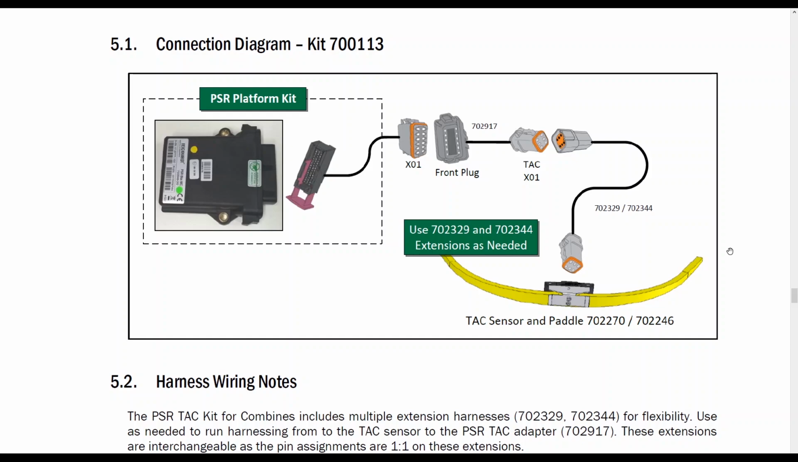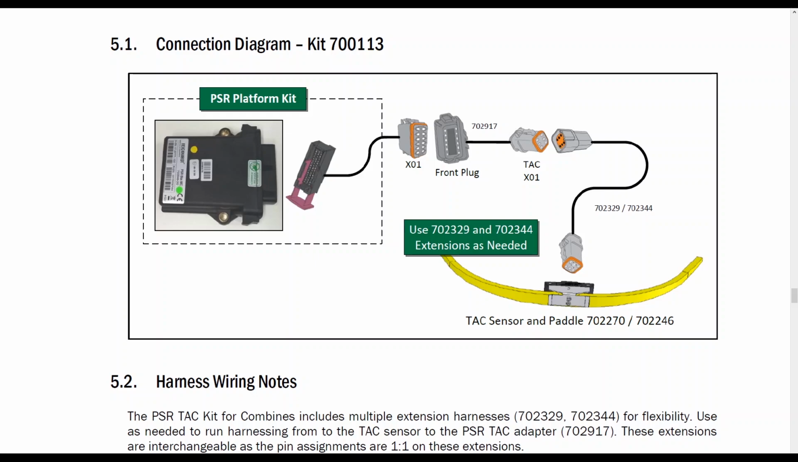Another point to bring up is the physical wiring of our system. In this diagram, you can see our TAC sensor and paddle and harness here. This is representing an extension harness. With our kits, we either provide one of two different part number extensions. It's either 702329 or 702344. They are the same general harness, just different lengths. The 329 is about 16 foot long or 5 meters. The 702344 is a 10 foot or a 3 meter long harness.